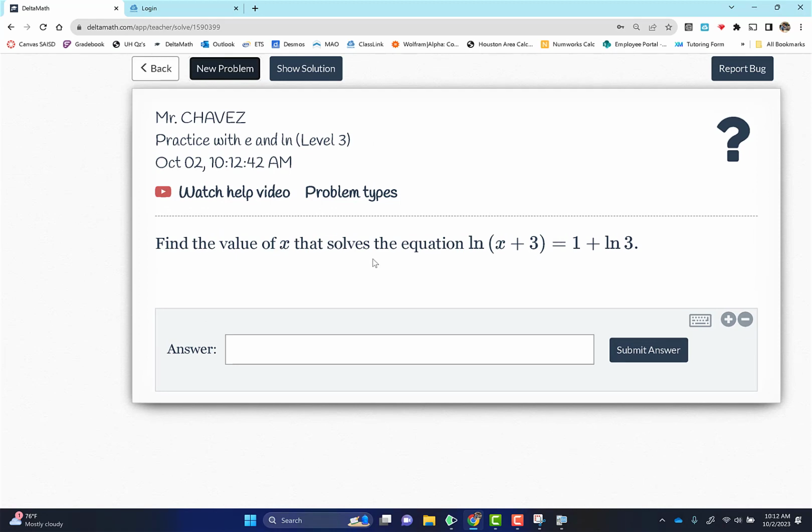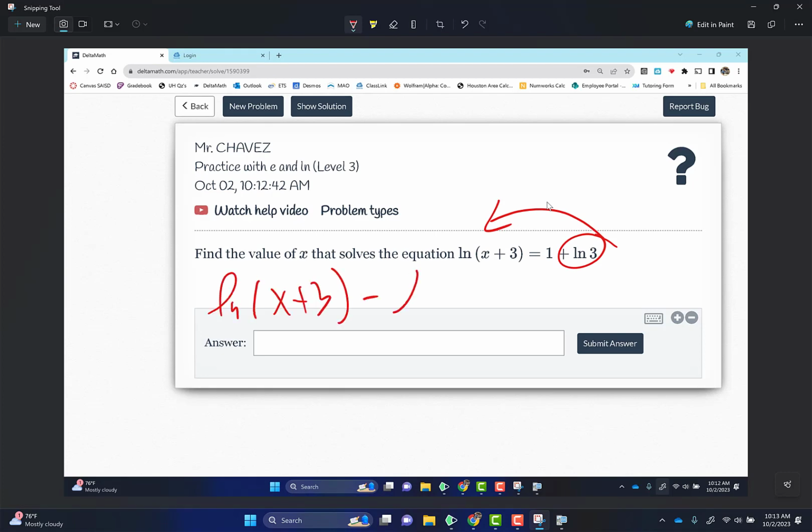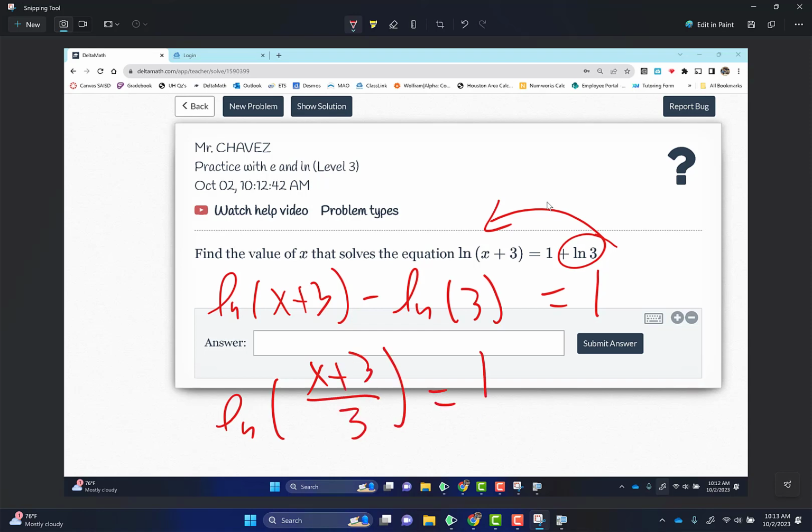Let's see, right? Find the value of x that solves the equation. Okay, this one doesn't look like it's going to be extreme. You see this ln of 3? I'm just going to move that to the left. So it turns into ln of x plus 3 minus ln of 3 equals 1. So now I'm going to divide. So ln of x plus 3 over 3, and all that equals 1.